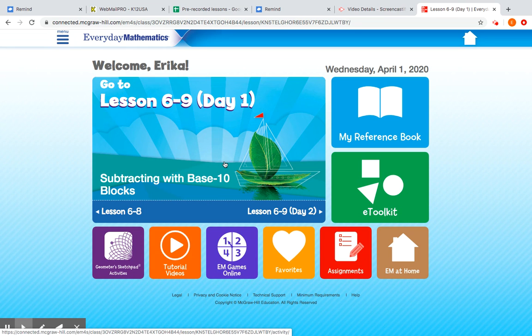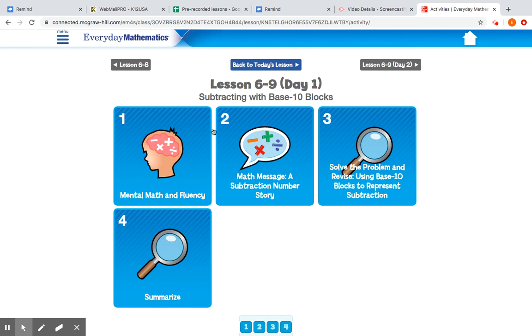So you can either sign into your ConnectEd and go to 6.9 day 1, or you can just follow along in your notebook on a piece of paper, whatever is easier for you. Now that I'm in here, I'm going to click on lesson 6.9. I'm going to skip mental math and go right to the math message because it's going to set up what we're going to do today.